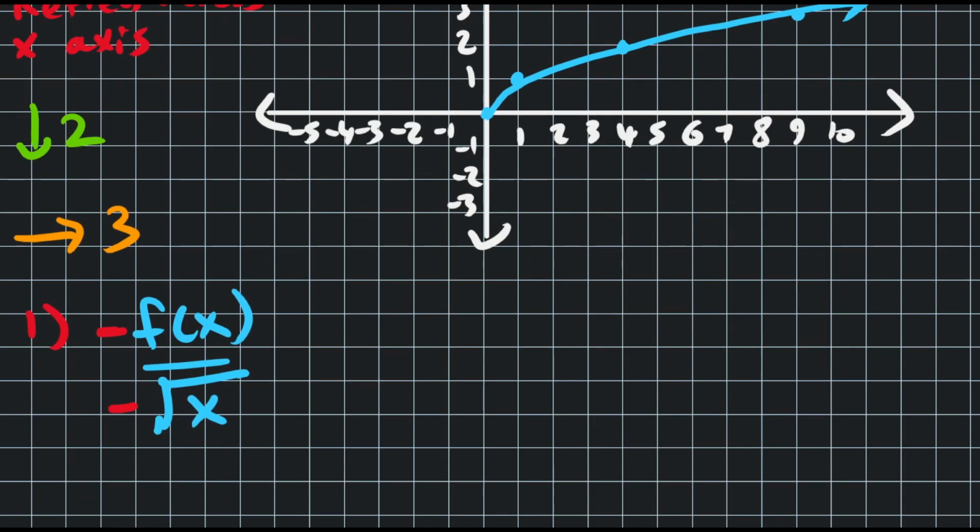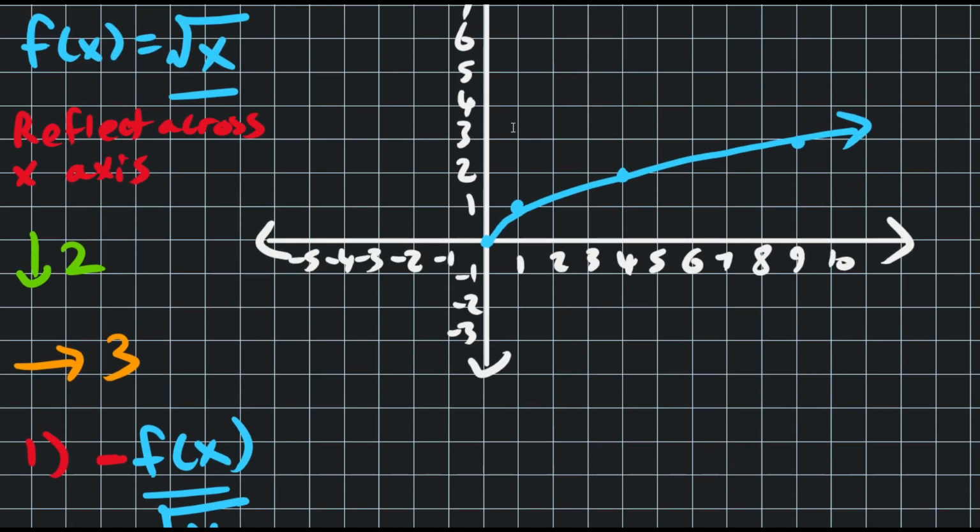And then if we went ahead and graphed it, negative radical x, all we have to do is take each point and change the sign of the y-coordinate, similar to what we did above. So (0, 0) would stay (0, 0). (1, 1) would be (1, -1). (4, 2) would be (4, -2). And (9, 3) would be (9, -3). So that is the result of the first step.